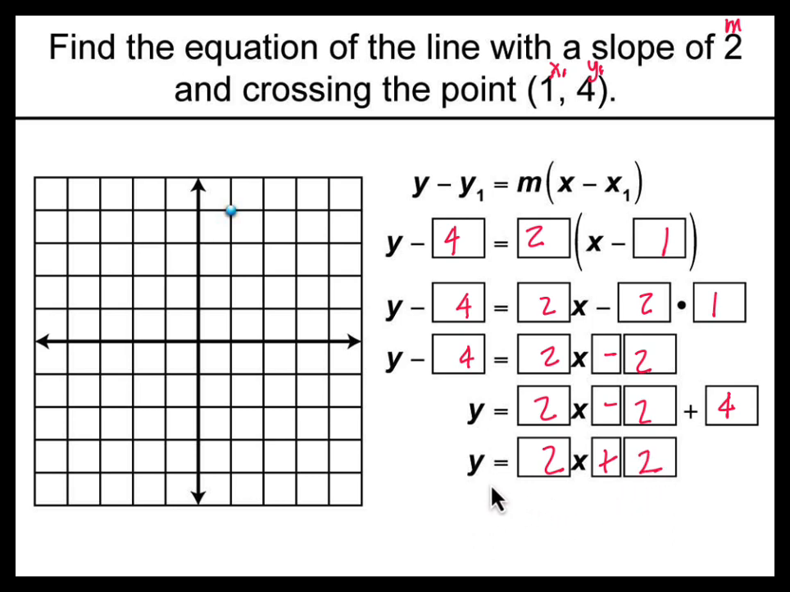So the equation in slope-intercept form is y equals 2x plus 2, which is the equation of the line that passes through this point.